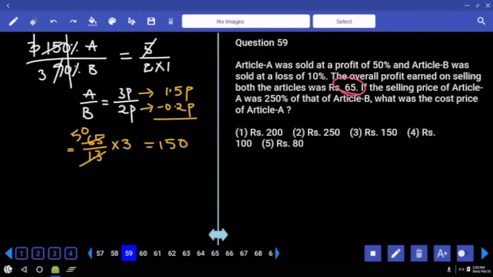Understood? Or otherwise, after getting this relation, A by B is equal to 3 by 2, you are done with the answer. A is equal to how many parts? 3 parts. 3 parts should be a multiple of 3. Go to options, there is only 1. So after the ratio, the answer is done. A is 3 parts, so it should be a multiple of 3.